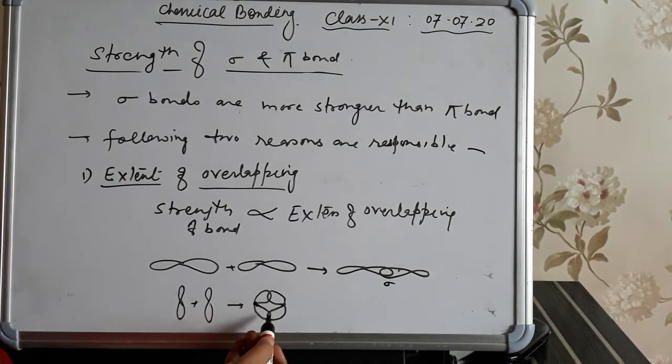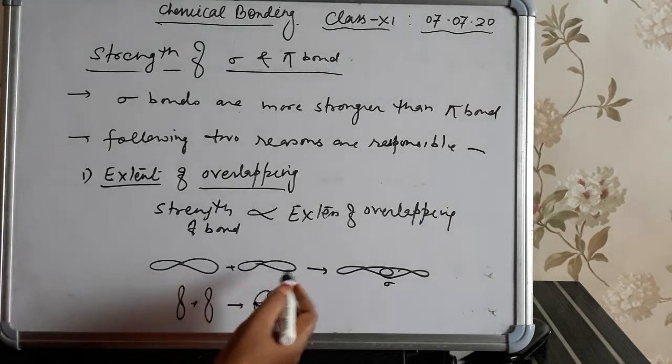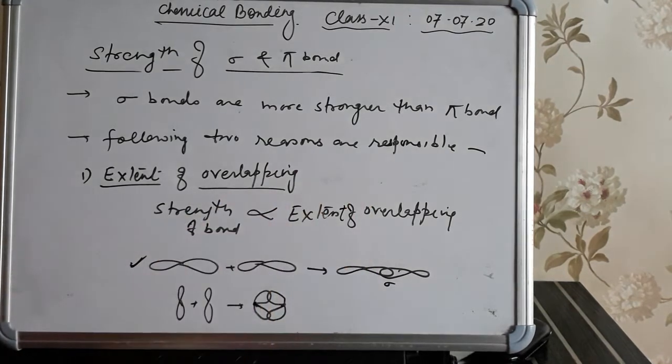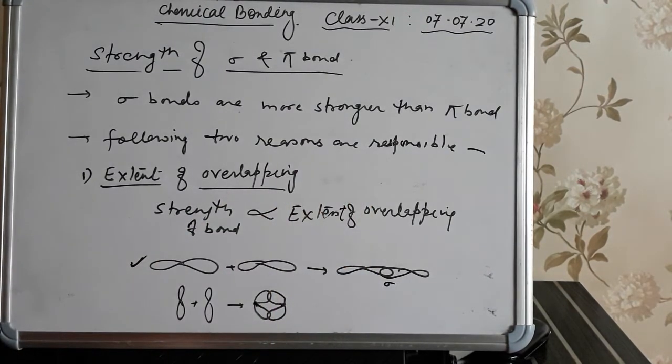See here, in which condition does more or greater overlapping take place: when the internuclear axis overlapping or when the parallel overlapping takes place? Obviously internuclear axis overlapping. Whenever internuclear axis overlapping takes place, a greater extent of overlapping takes place, and the greater the extent of overlapping, the stronger the bond will be formed. So in that condition, a sigma bond is always a stronger bond than a pi bond.